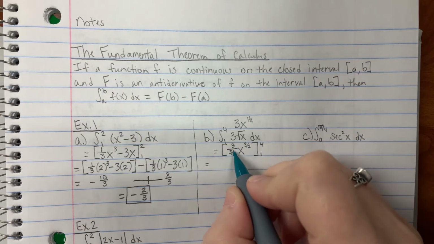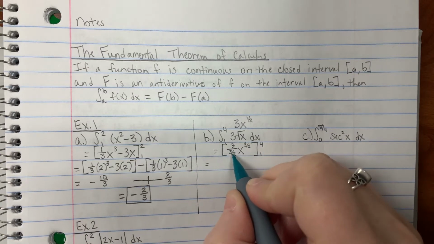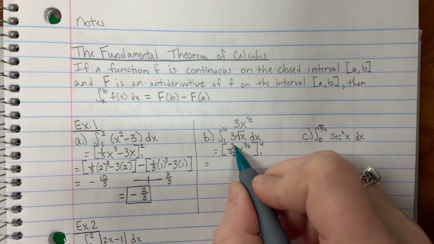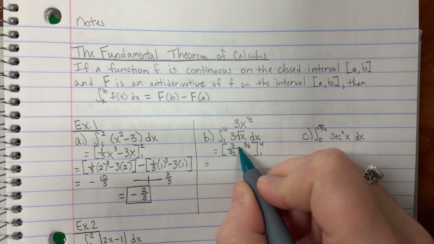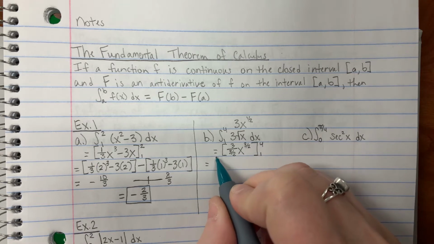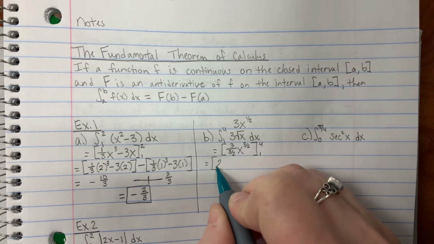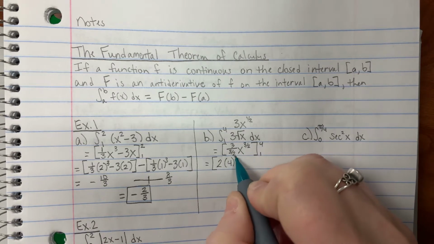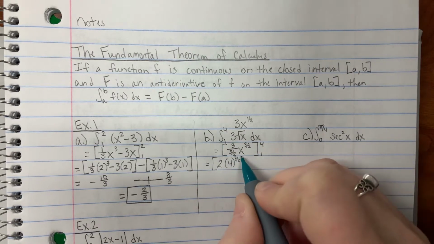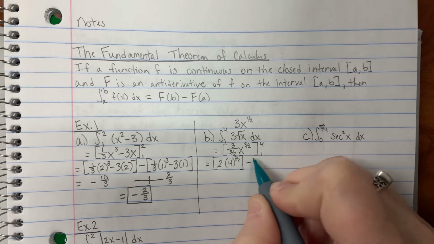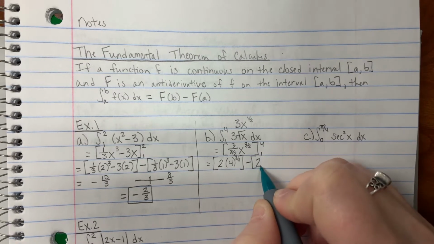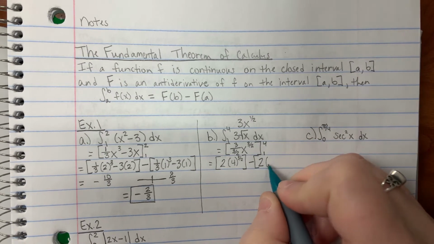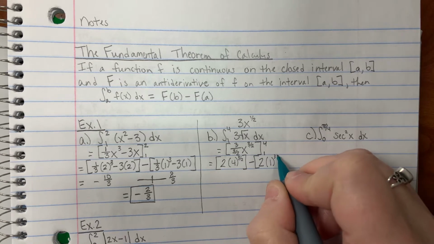So let's divide this out first. 3 divided by 3/2. That's the same thing as saying 3 times 2/3, which is just 2. So this is really 2 with 4 plugged in right here. So this would be 4 to the 3/2. And then I'm going to subtract the same equation, 2 with my x to the 3/2. This is now 1 to the 3/2.